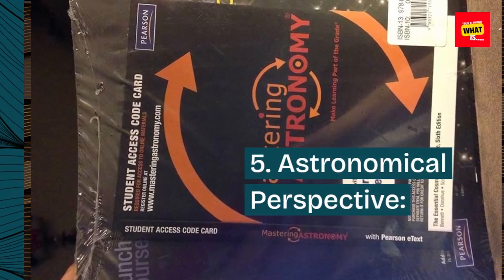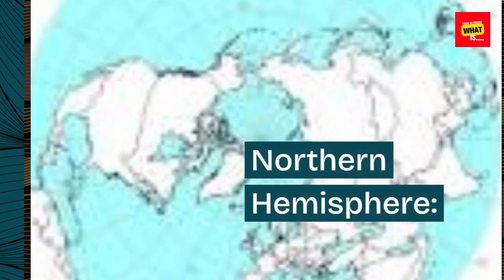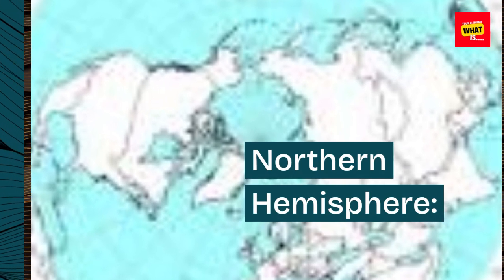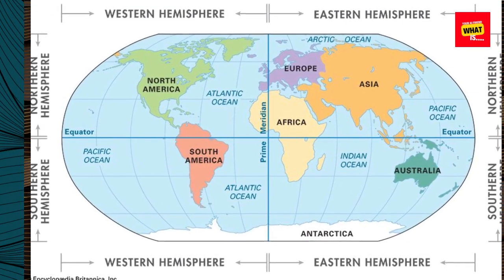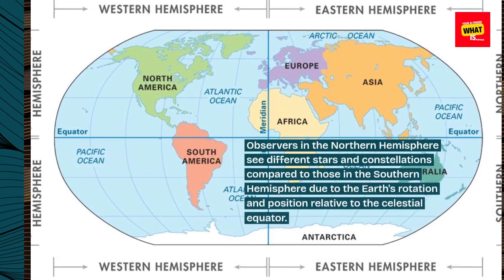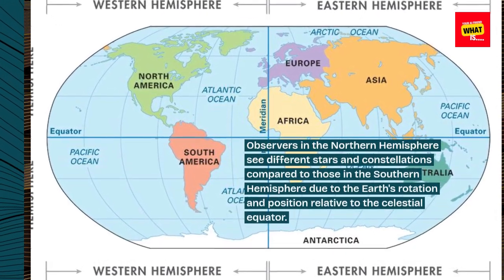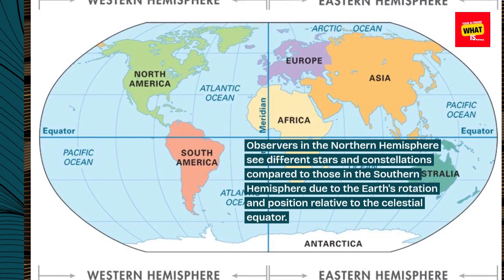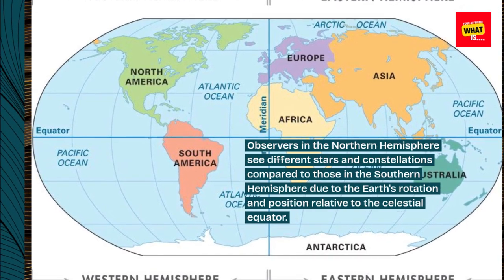5. Astronomical perspective. Northern Hemisphere. Observers in the Northern Hemisphere see different stars and constellations compared to those in the Southern Hemisphere due to the Earth's rotation and position relative to the celestial equator.